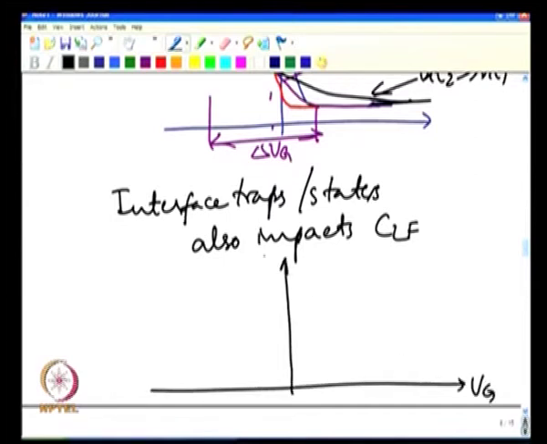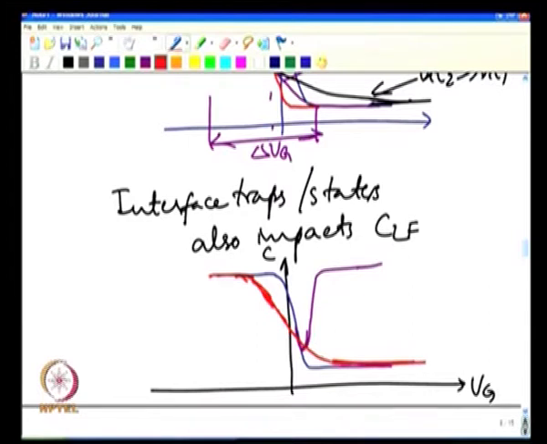If I have this C versus Vg, let us say that I actually do the measurement, instead of being a very sharp ideal CV, let us say this is the high frequency CV, and accordingly the low frequency will probably be like this, correct. And now because of the interface state density, let us say that the CV curve actually looks something like this.